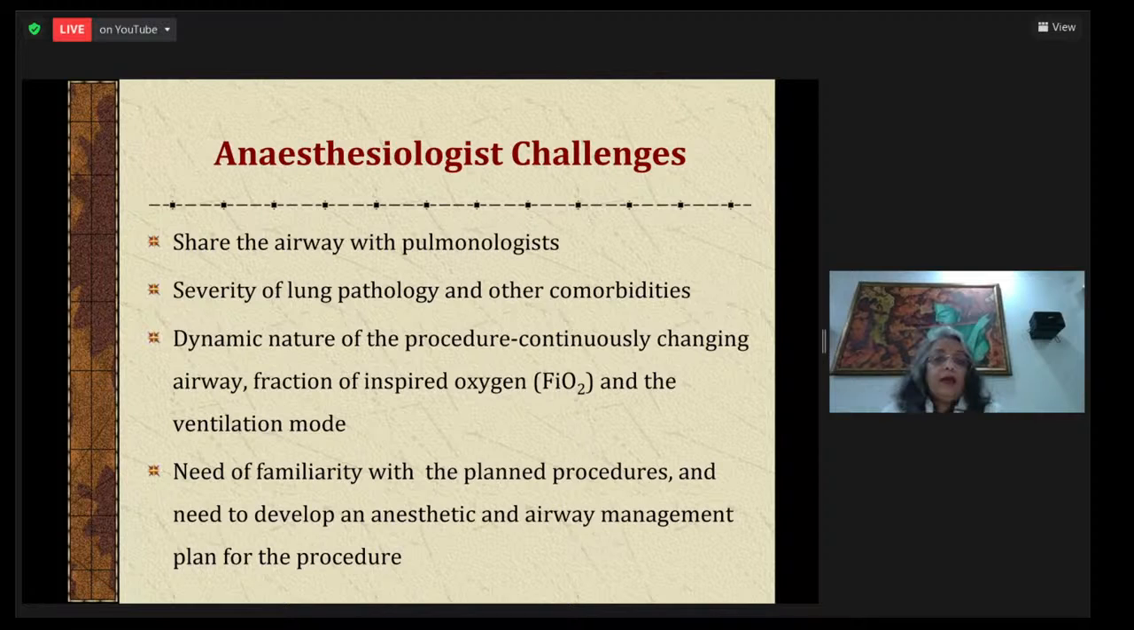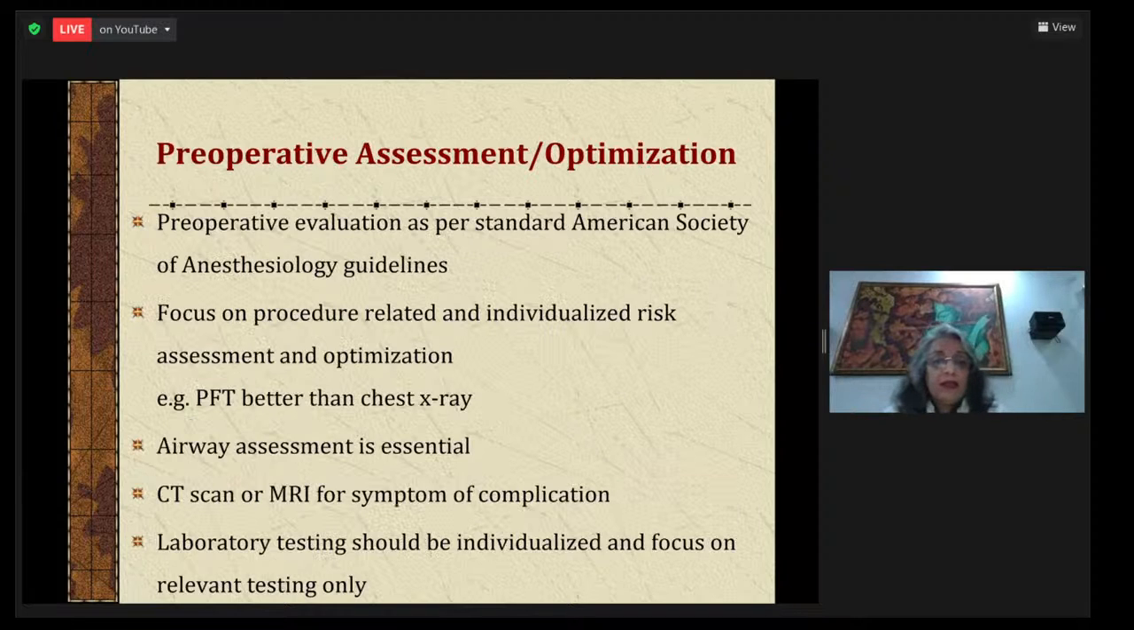As with all surgeries, preoperative assessment and optimization is half the work done, and a proper preoperative assessment and optimization gives a better intraoperative and postoperative outcome. Evaluation is as per the ASA guidelines. We have to focus on procedure-related individualized risk assessment and optimization. And the laboratory testing should also be individualized and focus on the relevant testing only. Airway assessment is important in these procedures.